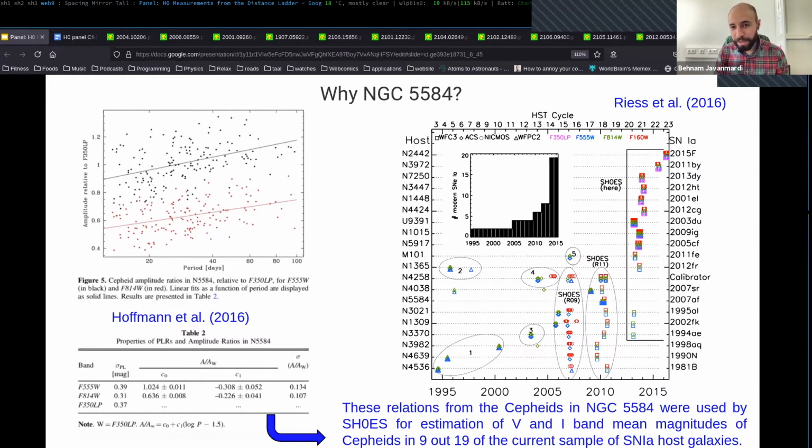This is the reason NGC 584 is special, not anything in nature, and it's one of the host galaxies that has the largest number of Cepheids. So it was good for basically checking and cross-checking of the results. Okay, thank you. Dan has a comment or question.